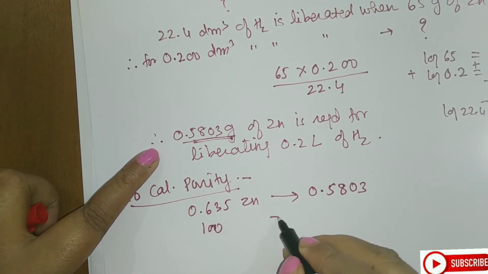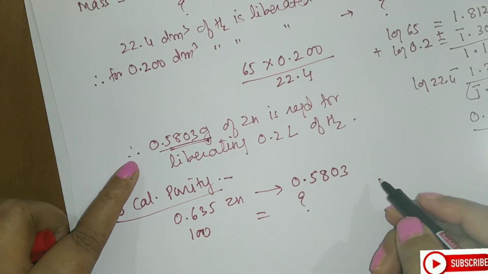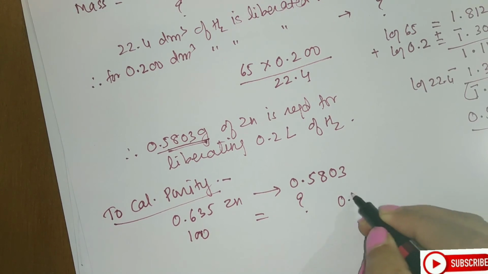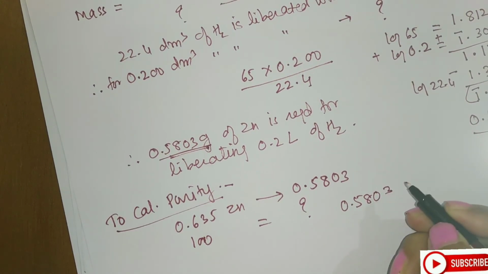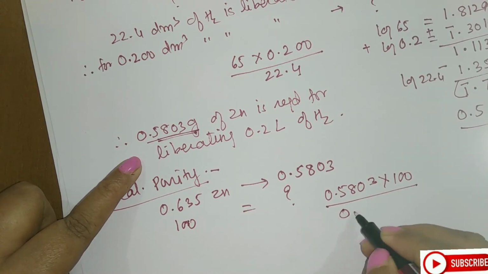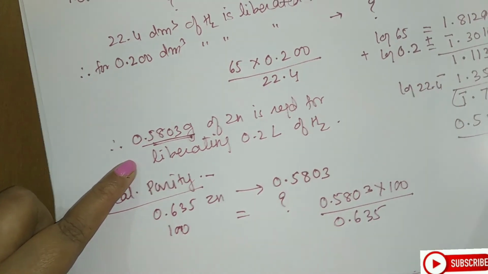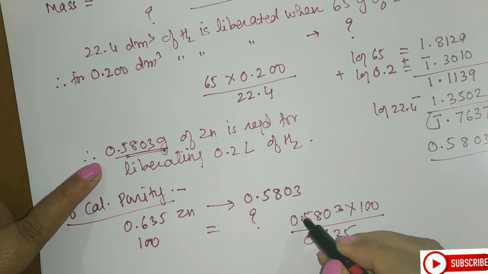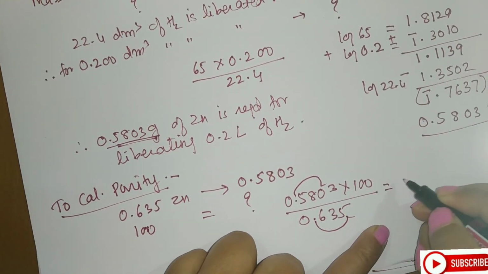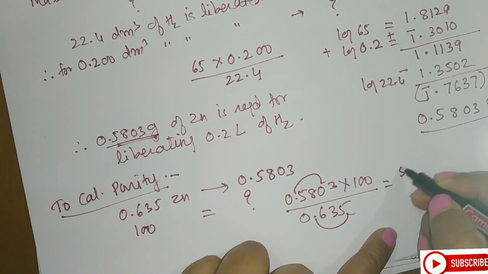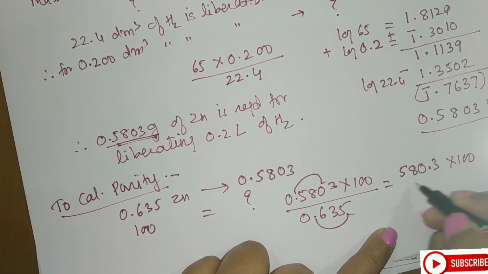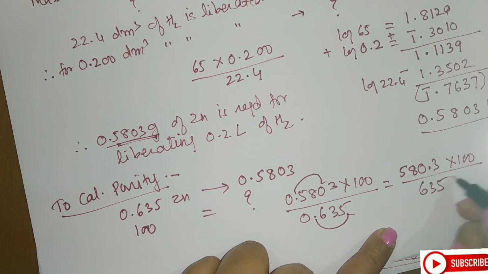Therefore, they are asking for percent. So for 100, how much will it be? Again, let us go for cross multiplication. So it will be 0.5803 into 100 divided by 0.635. If you want, you can shift the decimals 3 places and 3 places out. So what you have is 580.3 into 100 divided by 635.